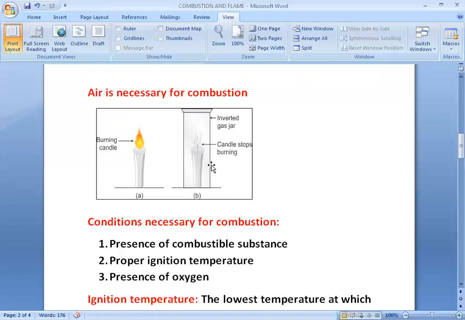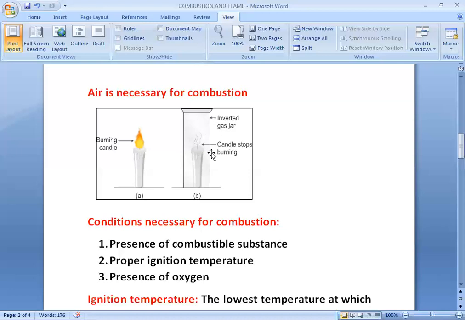So you will observe that first the candle flame was there, but slowly it flickers and goes off, it goes off means it completely ends, the candle is completely extinguished. So the candle stops burning.